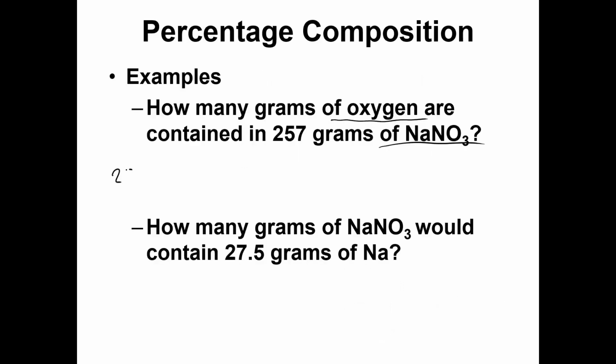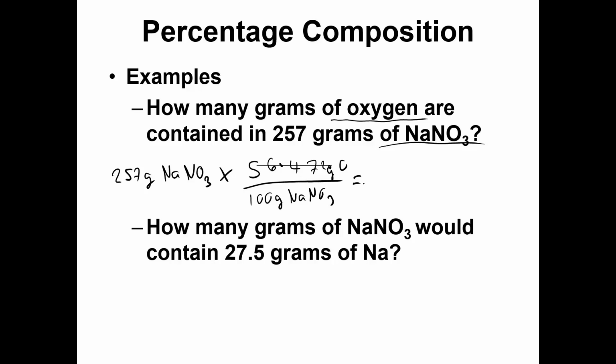So then you have 257 grams of NaNO3 times, we use that 56.472 grams of oxygen divided by 100 grams of sodium nitrate, and the answer is 145 grams of oxygen.